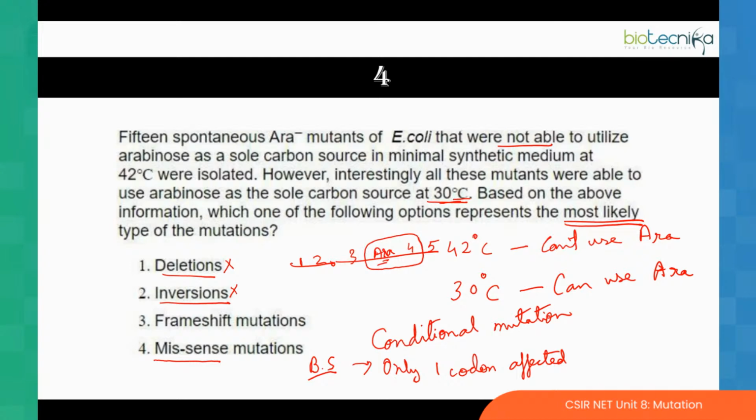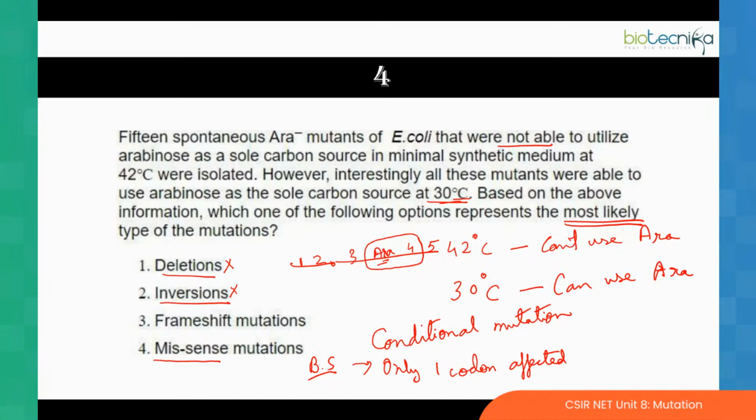Now if that single amino acid is changing, then it is possible that the mutation is caused because of that single amino acid change, and because of that the gene remains expressive at 30 degrees Celsius, but at 42 degrees Celsius it stops working. Because as the temperature is increasing, that particular amino acid which has changed is modifying the structure of the protein even more, so that it is not working now at 42 degrees Celsius.